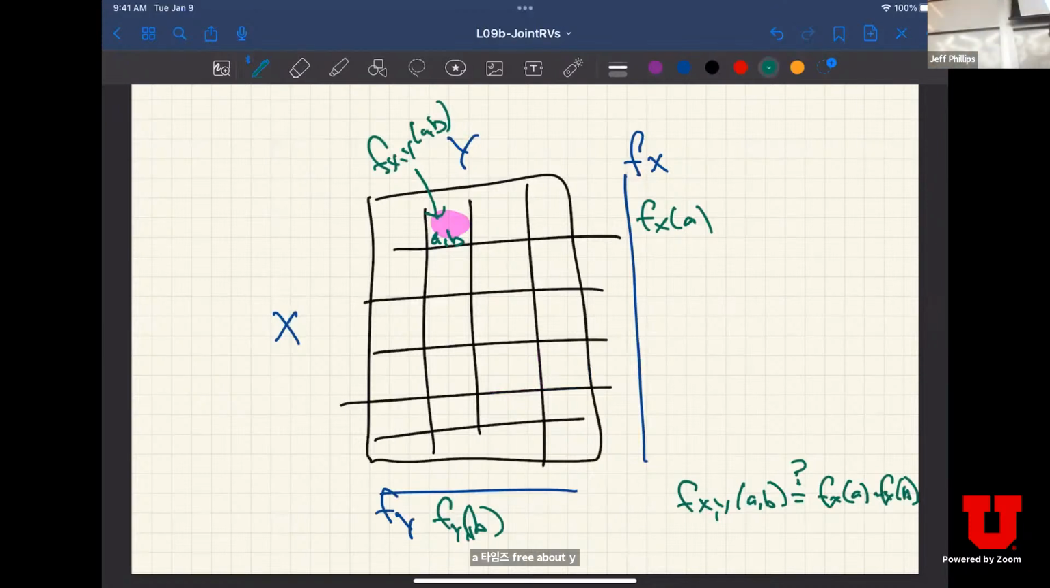This is the probability that the events X takes on A, Y takes on B are independent of each other. But for the random variables to be independent, this needs to hold for all possible events. So I need to do this comparison for all possible events to check that this independence holds.